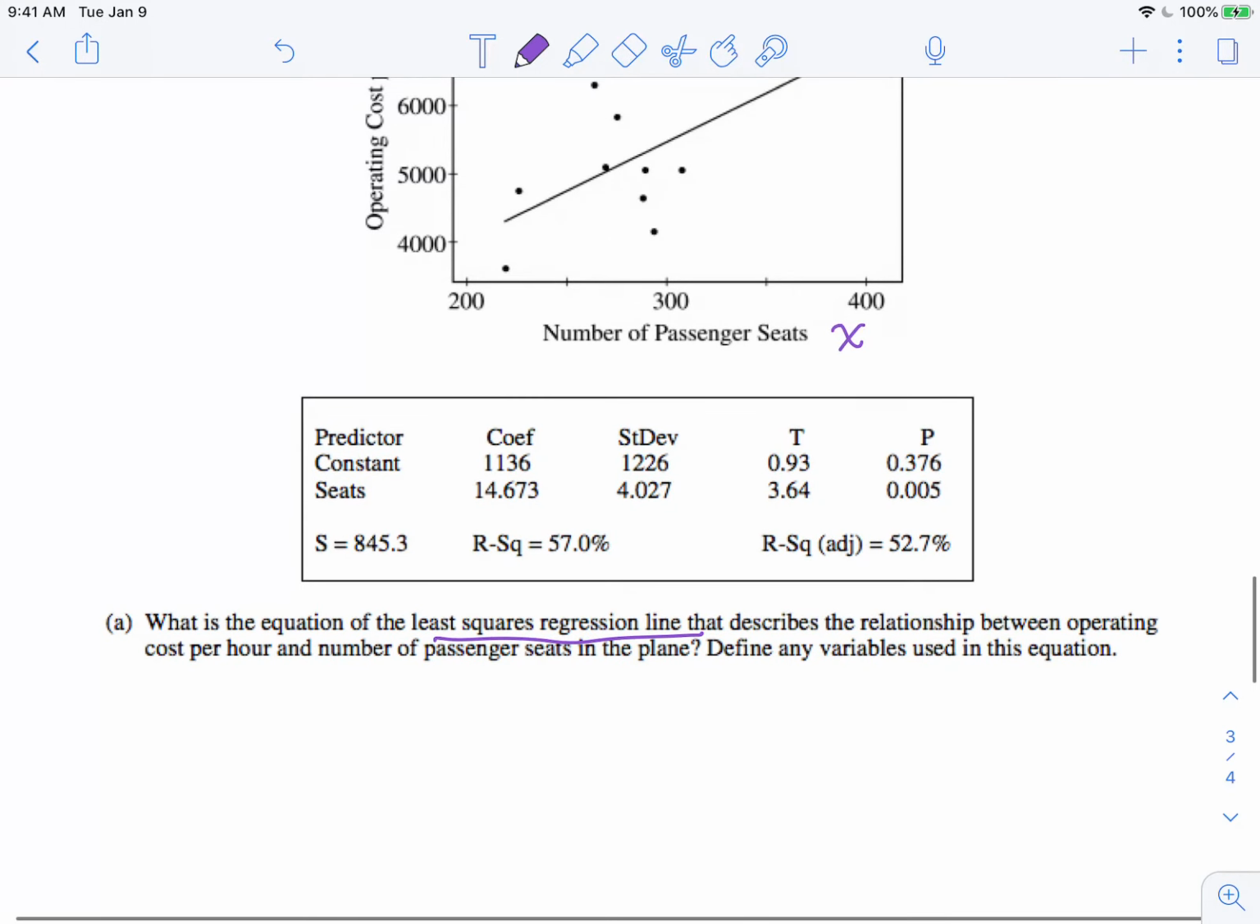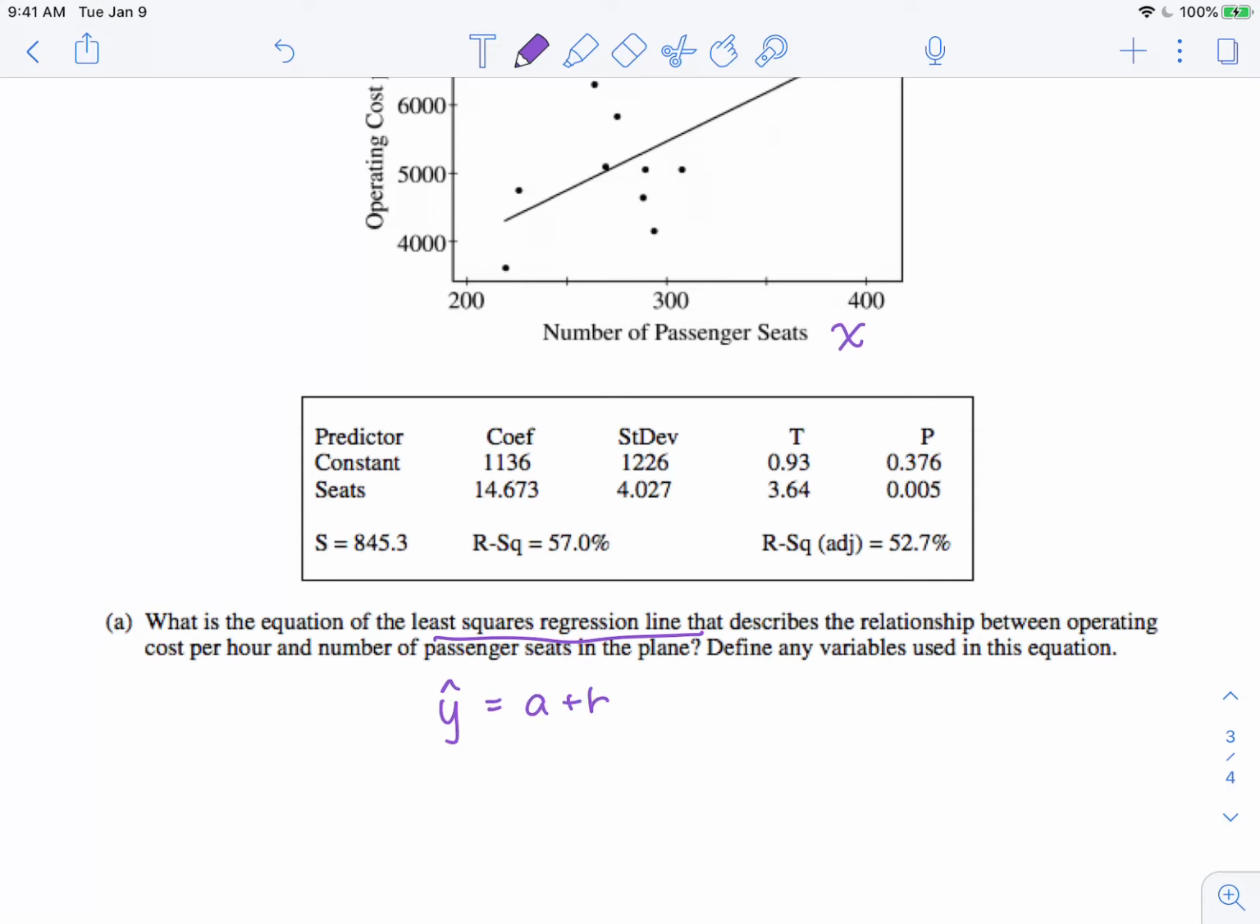Okay, your least squares regression line is going to be Y hat equals A plus BX. Now, you don't have to write that. I'm just writing it to kind of review here. So if you remember when we did least squares regression in our calculator, you go to stat, you go to calc, and there's actually 2 linear regression options.